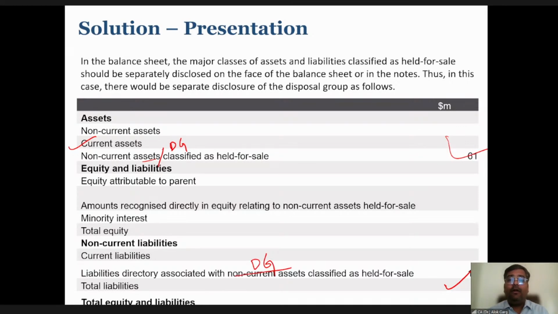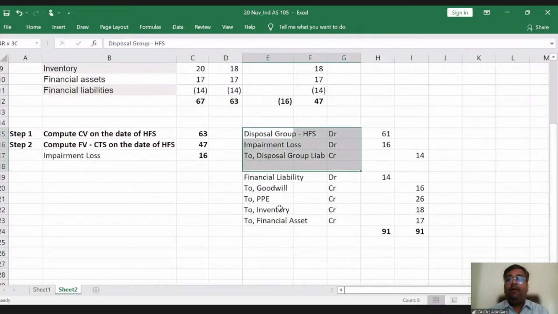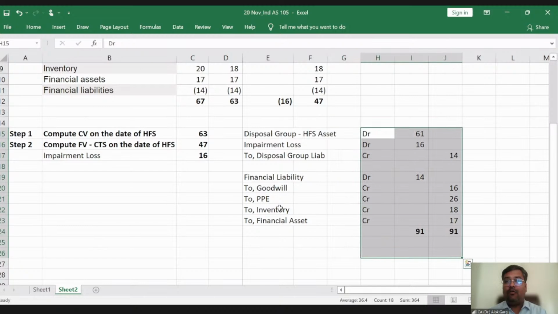Yeah. So first of all, let's discuss what you will do. See, in this case, there are two things: disposal group held for sale asset and disposal group held for sale liability. Disposal group HFS asset and HFS liability. Am I right?